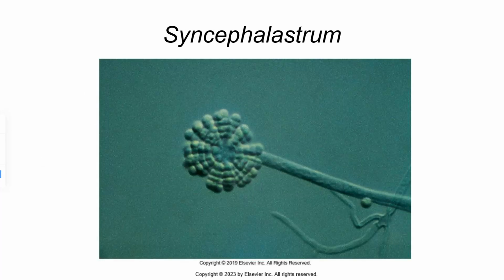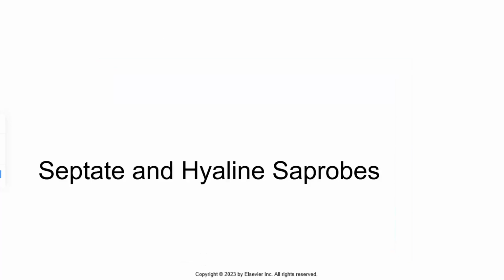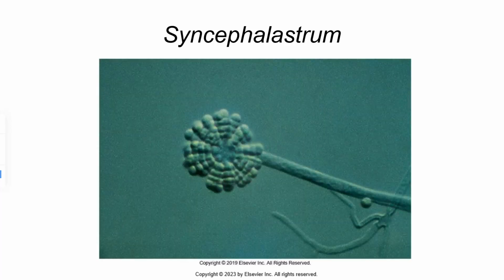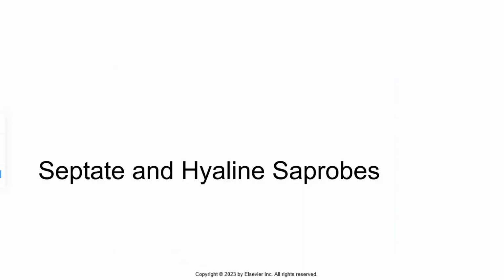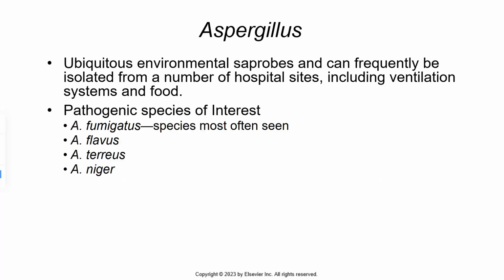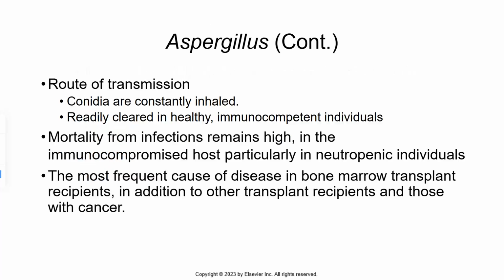So this is a picture of a typical Syncephalastrum, which you'll have to identify. Septate and hyaline saprobes. So Aspergillus, there are 4 main species that are pathogenic. Route of transmission is typically inhaled.